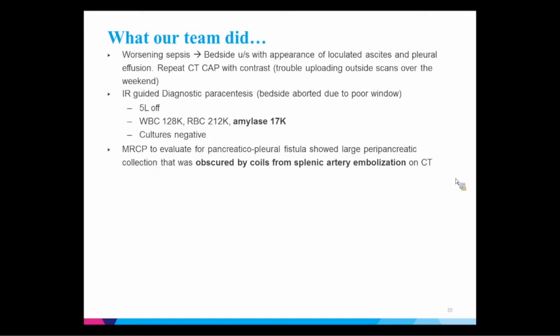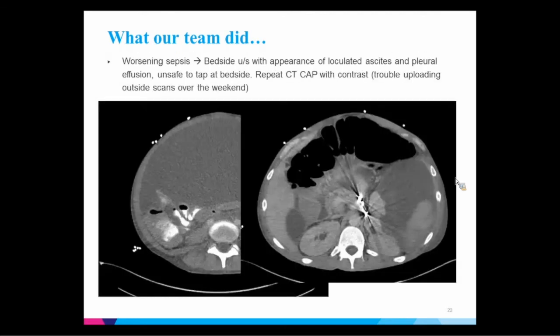But it ended up showing a very large peripancreatic collection that was obscured by the artifact from the clips. So these other CTs had been done and nobody could see. There's actually this big cystic structure right in between the pancreas and the stomach, and nobody could see it because of the streak artifact from the clips from the embolization. It was there before. It was not there before.